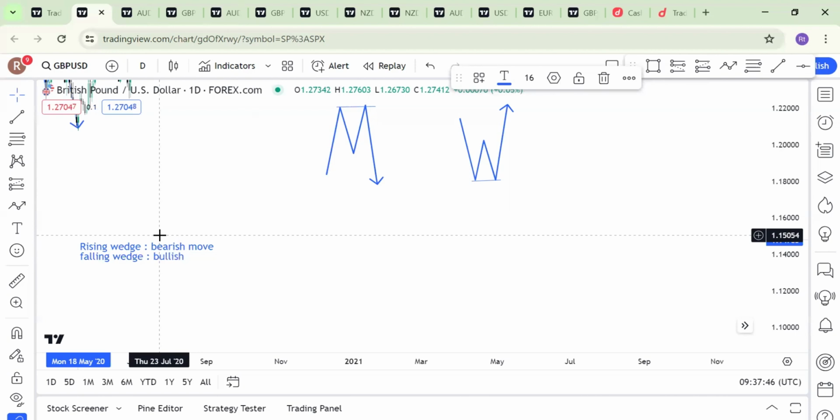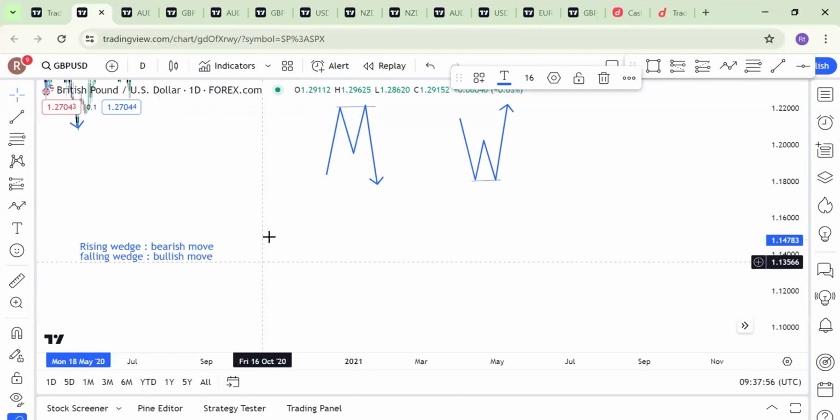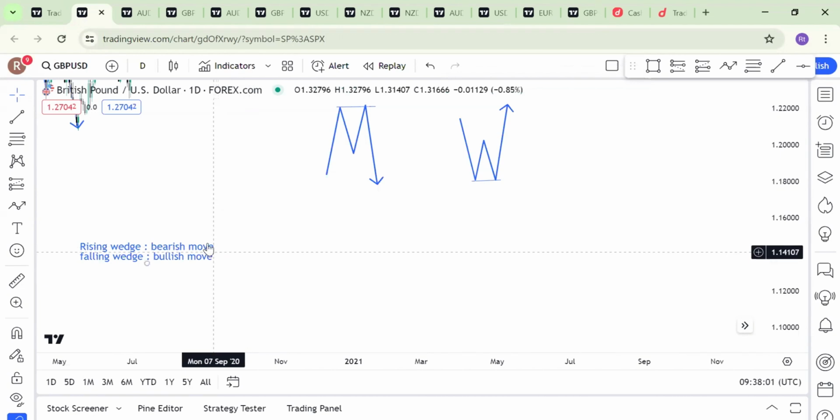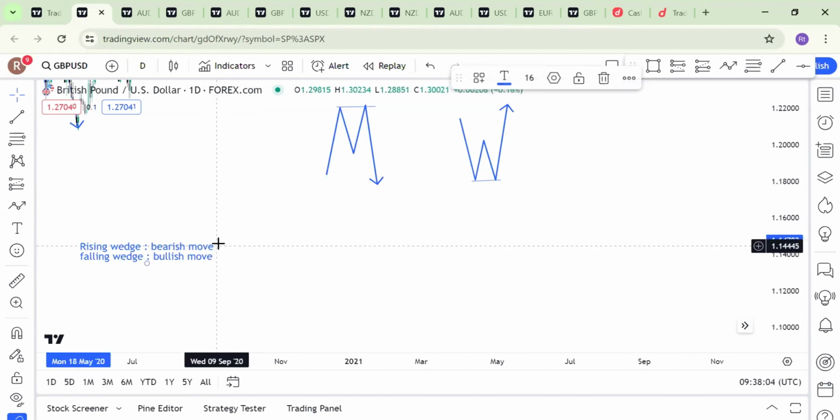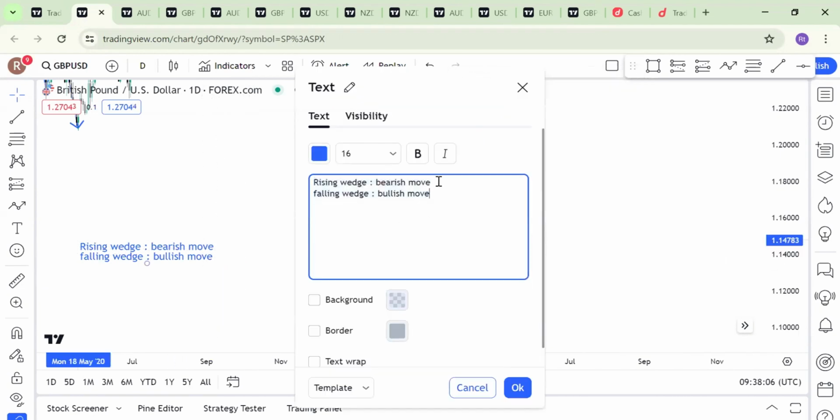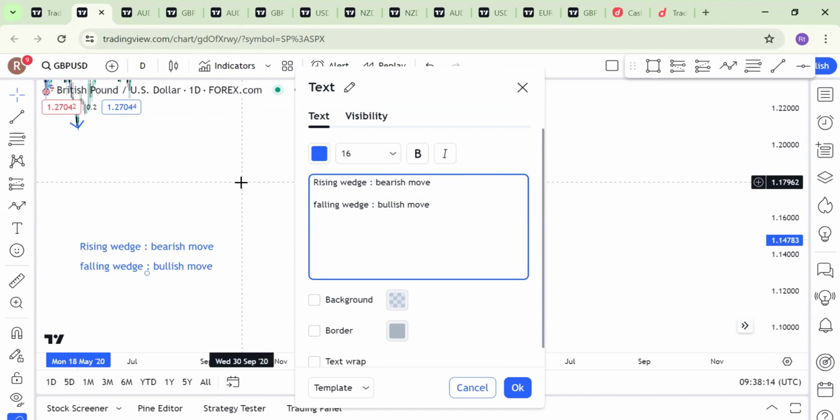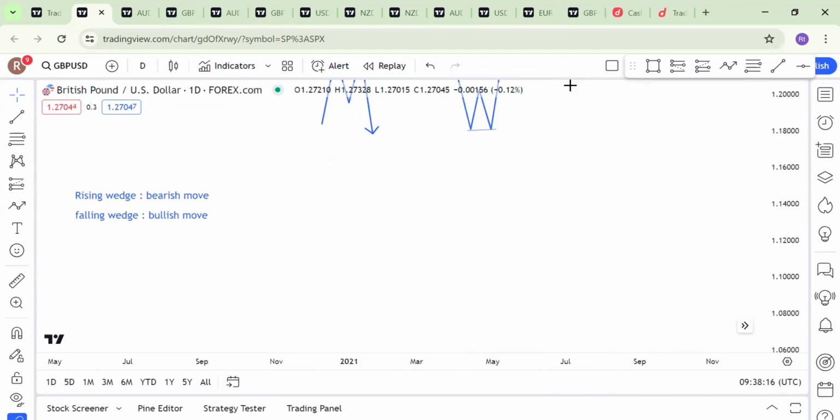So whenever you see a rising wedge in the market, you already know that a bearish move is imminent. When I say bearish, I mean the market is coming down. And when I talk about bullish, I mean the market is going up. Anything bearish means the market is coming down; anything bullish means the market is going up. So I'm going to show us with a diagram what a rising wedge means.